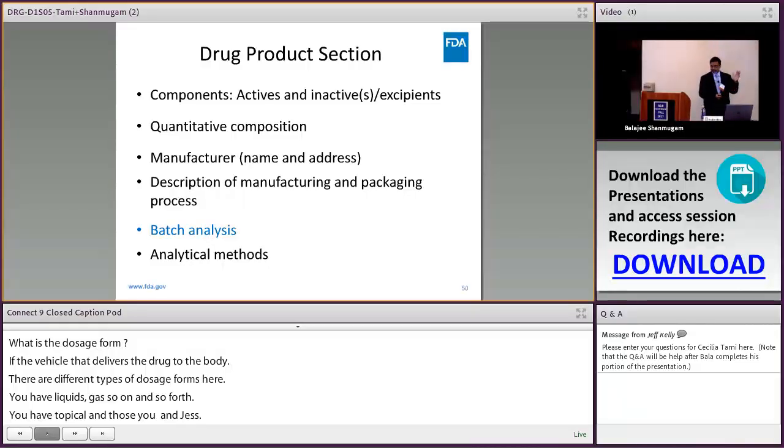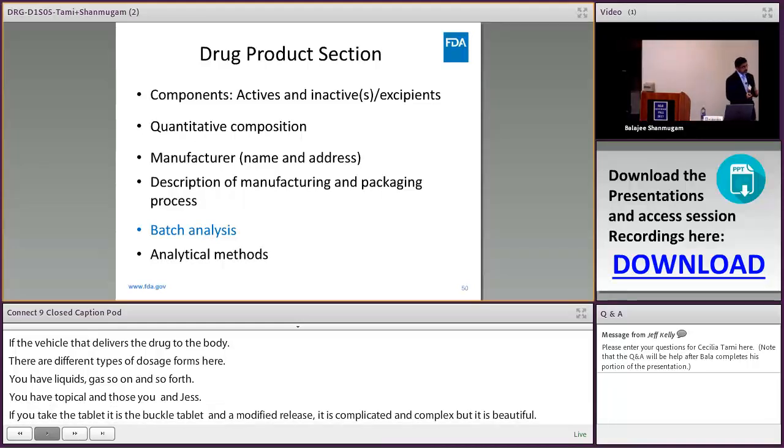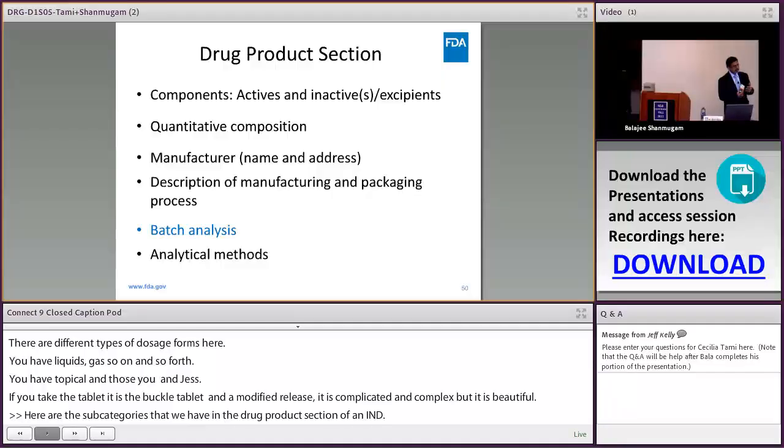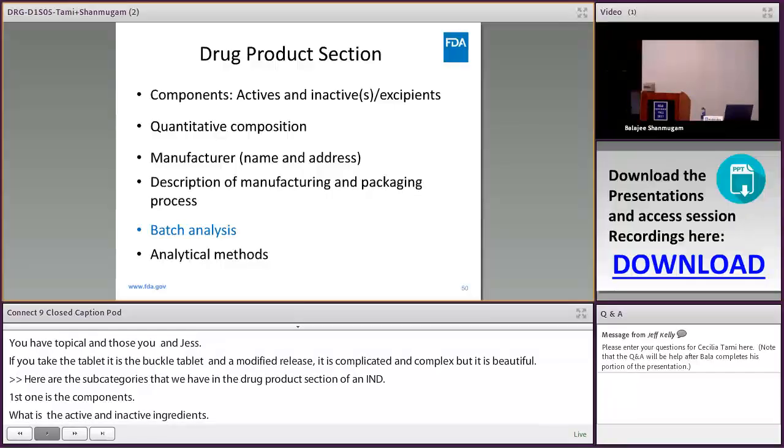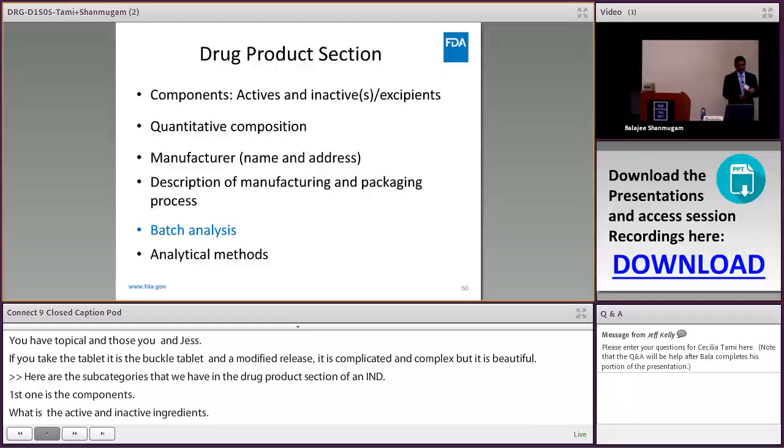So here are the subcategories that we have in the drug product section of an IND. First one is the components. You've got to let us know what's the active and what are the inactive ingredients. And one of the things that we find is that in the quantitative composition, we expect the complete composition, the profile of what excipients are being used, and not only the quantity, but also the quality standards. If it's compendial or non-compendial, and we'll talk about the compendial and non-compendial a little down the road. But it's very important for us to know what it is.